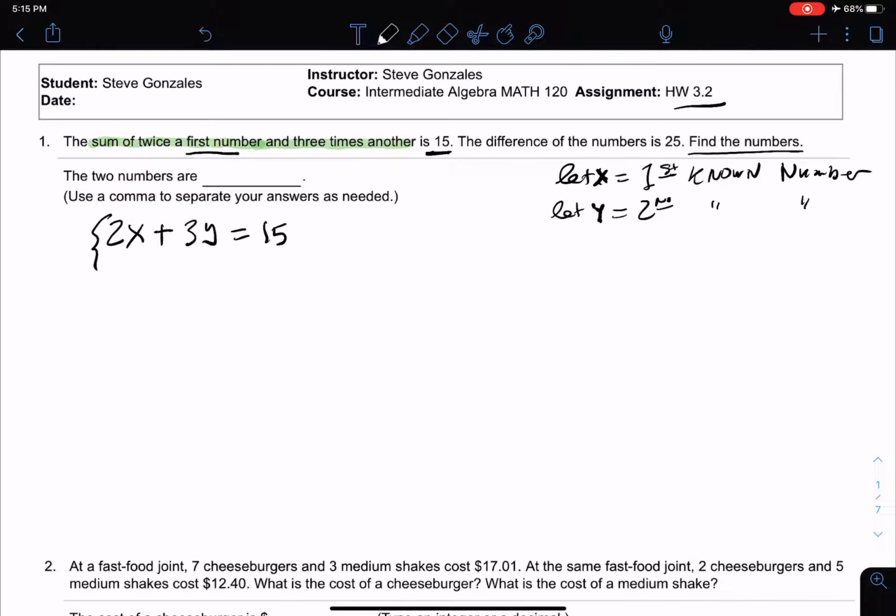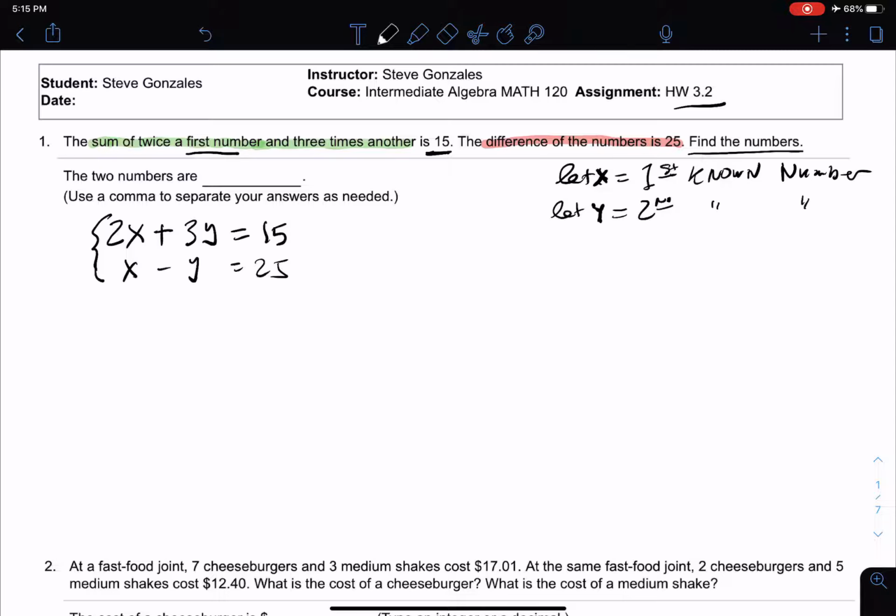There's our first equation. The second equation looks like it's right here. Now we want the difference, that's subtraction. The difference of the numbers is 25. Okay, so this can be done either by using substitution or by elimination. Either way is fine. I'm going to go ahead and do substitution.